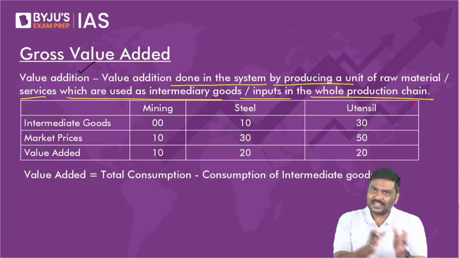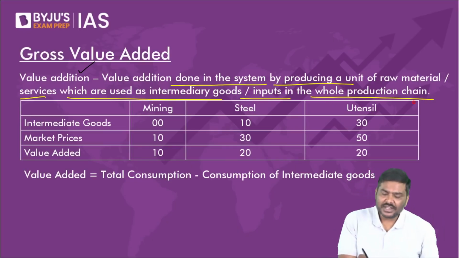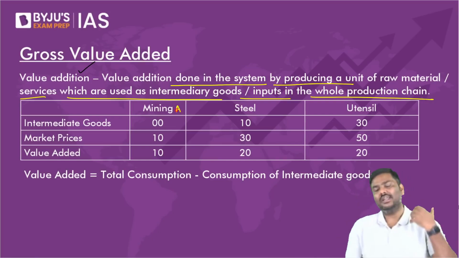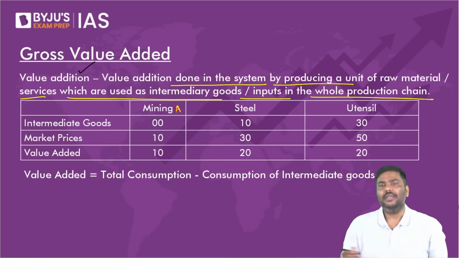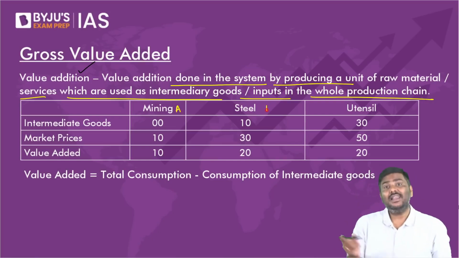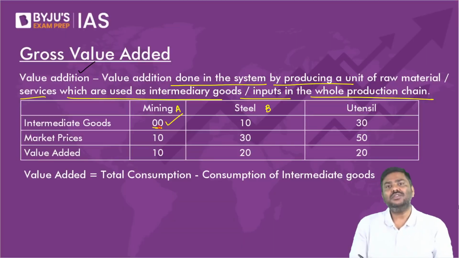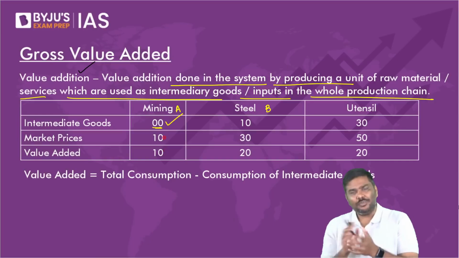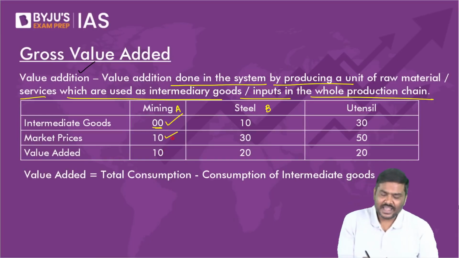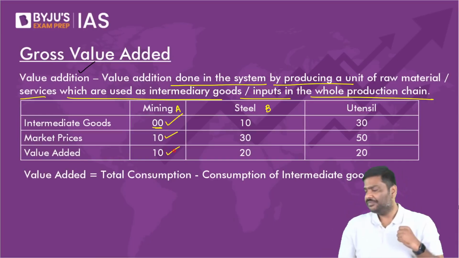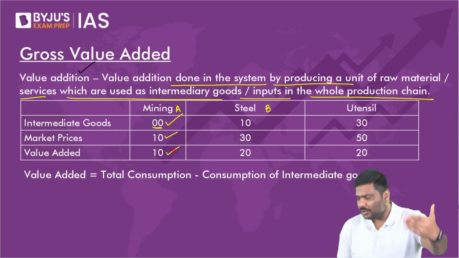Now, I'll take the same example. Let's imagine company A will produce iron ore, will mine out iron ore, sell it to company B. No raw material is used by company A, so value of raw material is 0 rupees and market price of, let's say, the iron ore is 10 rupee. Now, can I simply say company A has added value of 10 rupee to the economy?